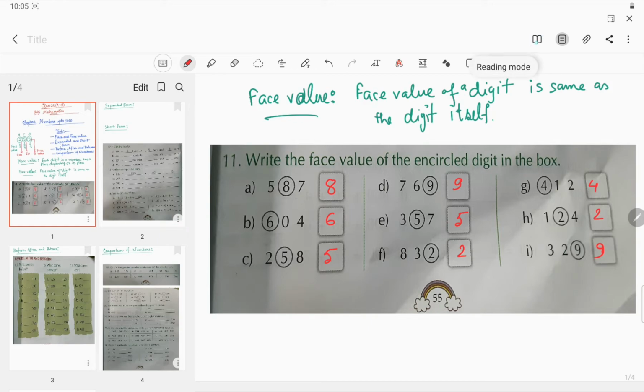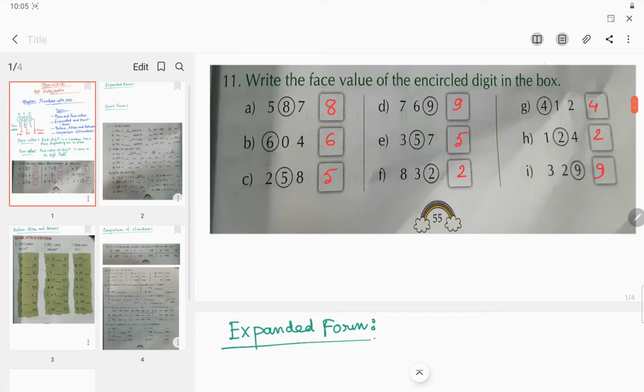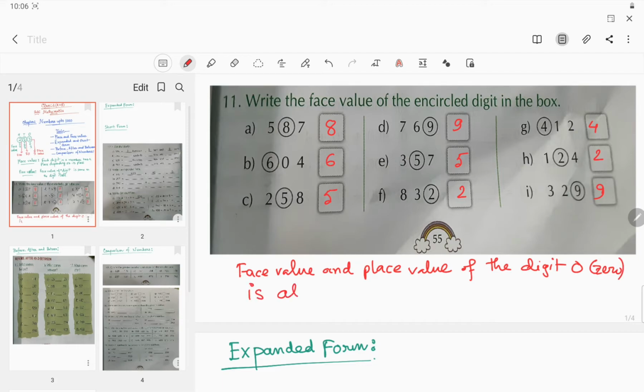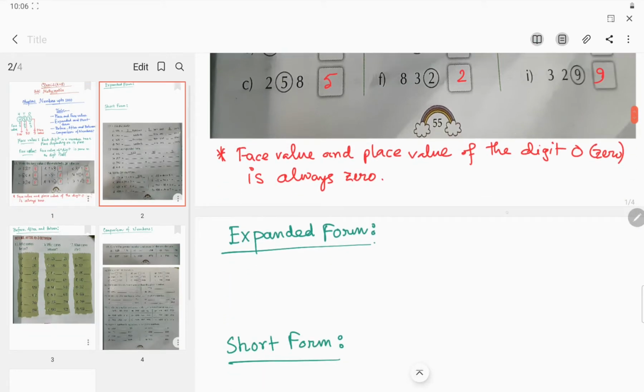Now you have to remember one thing, which is that the face value and place value of the digit 0 is always 0. So this is the important thing. Clear? Now the next one.